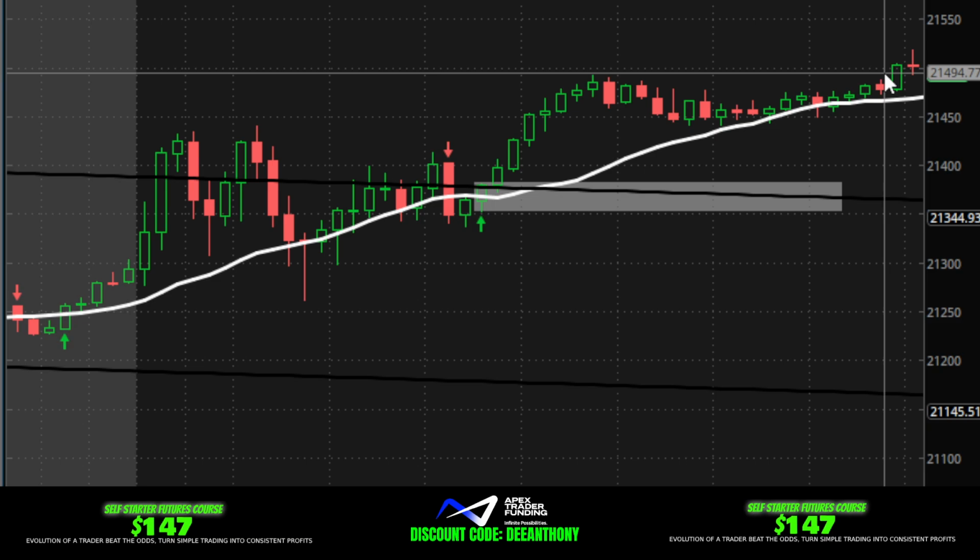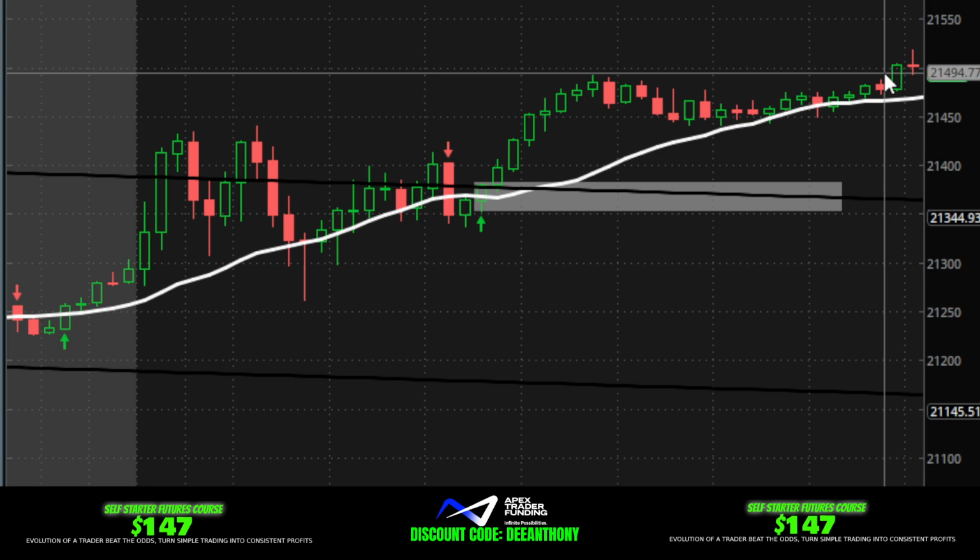This setup is absolutely gold if you just follow it, respect it, trust it, and execute on it when it sets up. Again, is it perfect? Absolutely not. Are you going to take losing trades? Absolutely. But we're going to manage our risk. We're not going to blow up accounts. We're not going to overtrade.